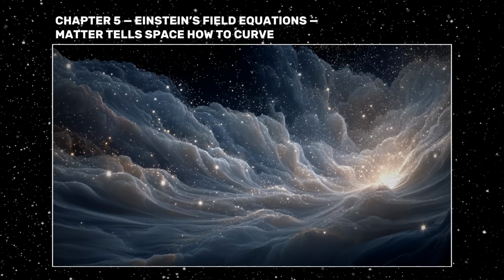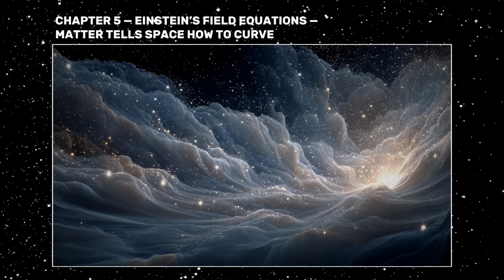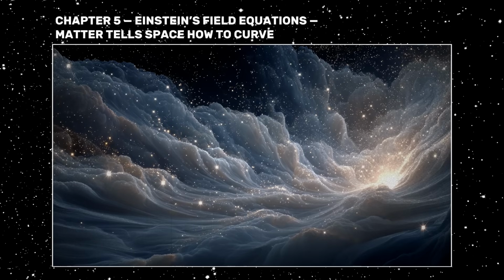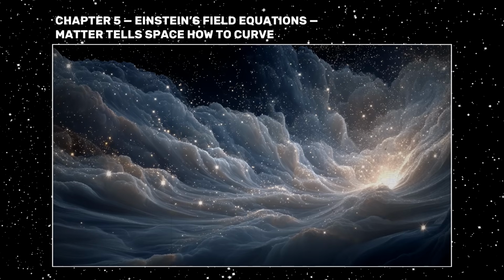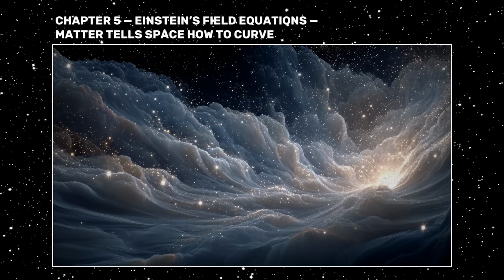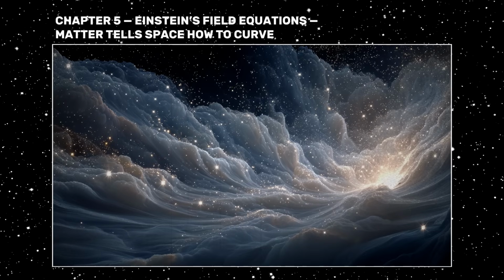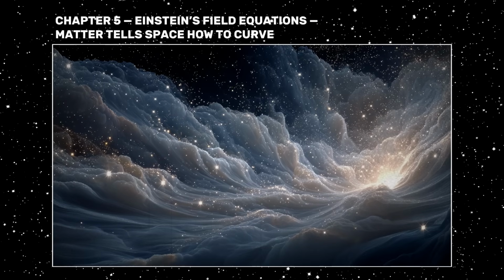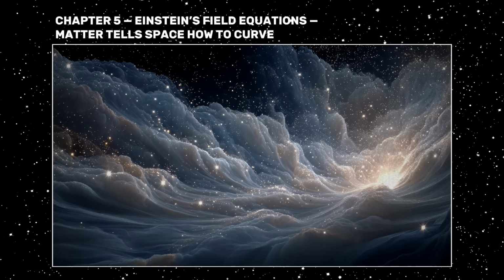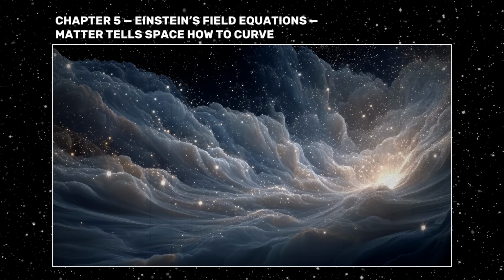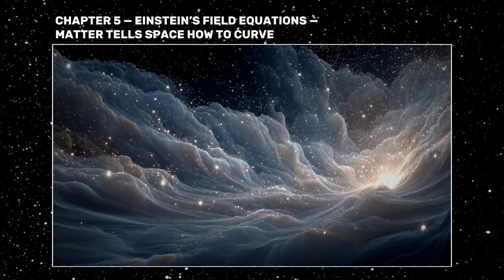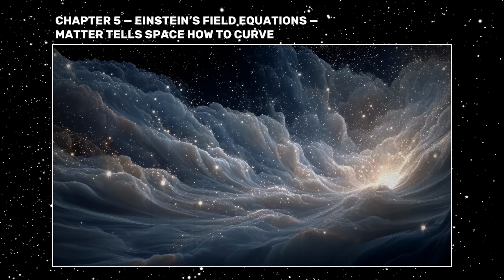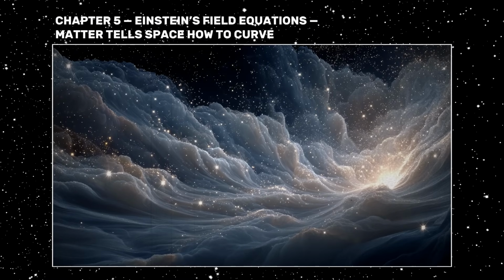Yet, as successful as they are, Einstein's field equations are not the final word. They do not incorporate quantum mechanics, the other great pillar of 20th century physics. At very small scales, the smooth fabric of spacetime described by the equations is expected to give way to quantum fluctuations, where geometry itself becomes uncertain.